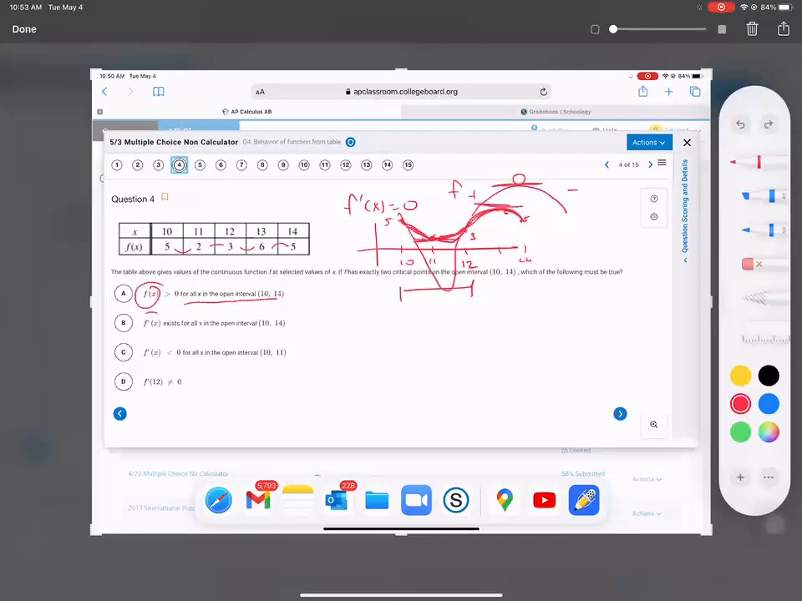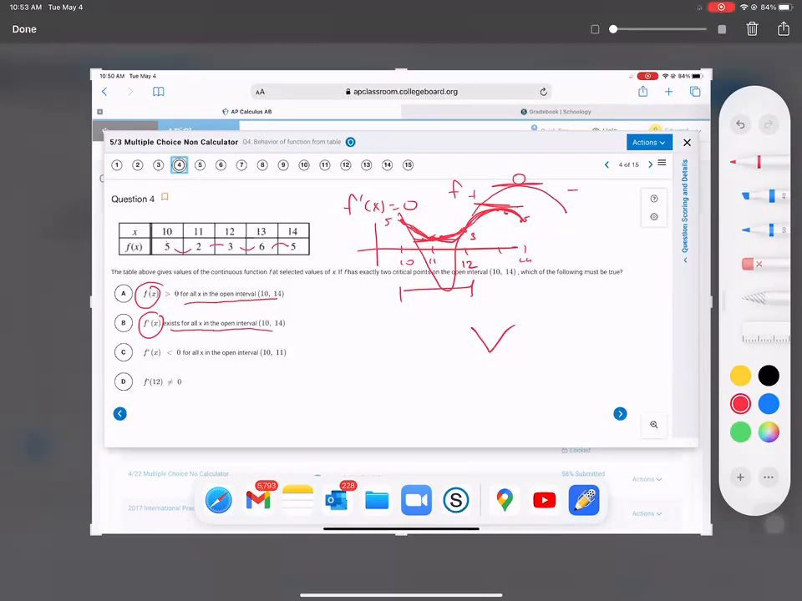Is it true that the derivative exists for all values of x between 10 and 14? Well, are you sure there are no corners? I don't know. You didn't tell me it's differentiable. So there could be a corner here. We could have bent. There's a dent in my car. How did that happen?